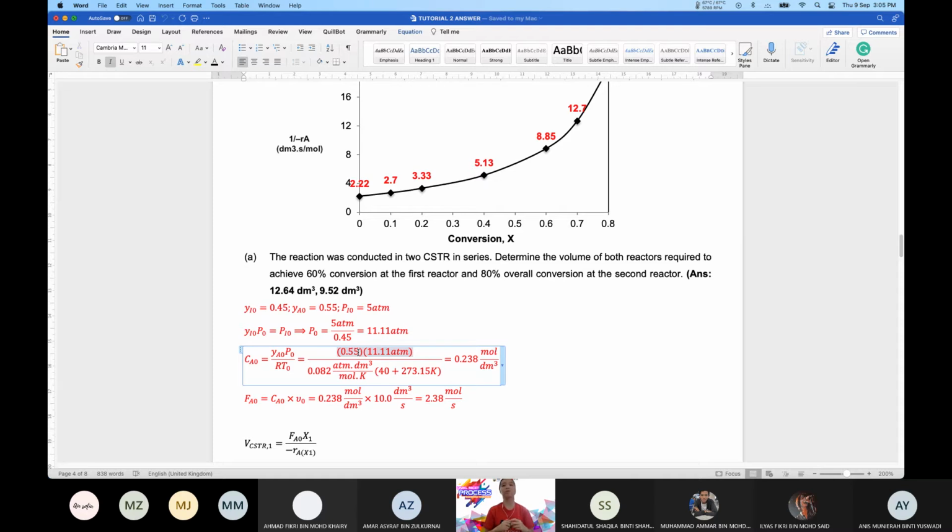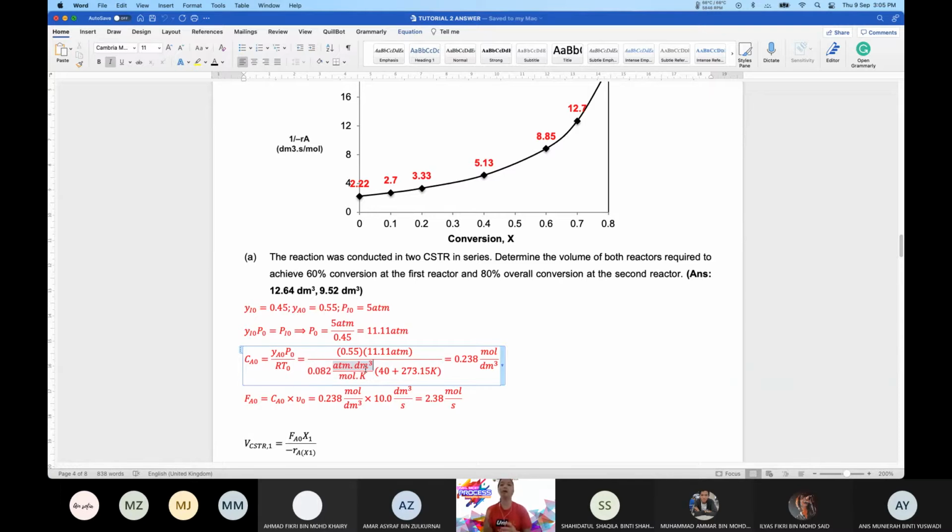That's actually the tricky part of this question. Okay, so divided by RT0. So as I always tell you, R also sometimes you get confused because you might have a lot of R values when you Google it.